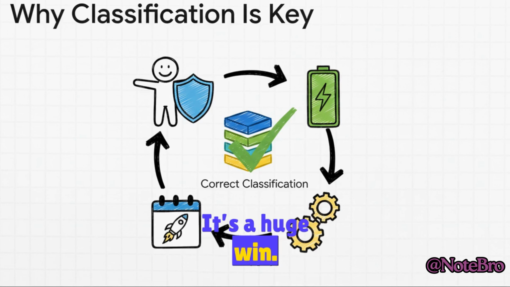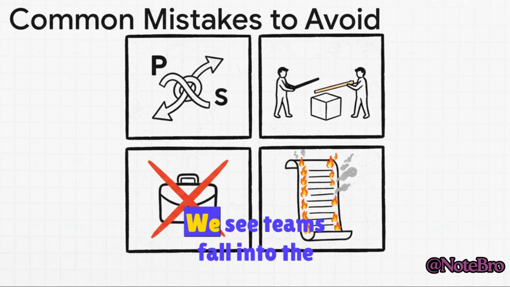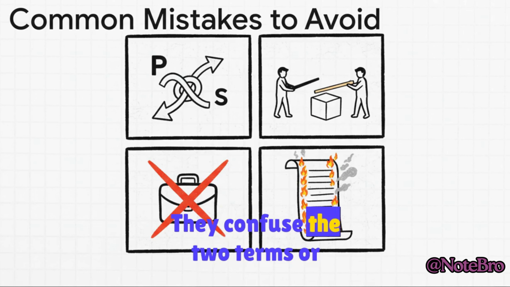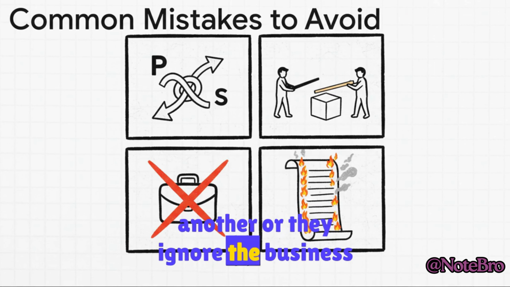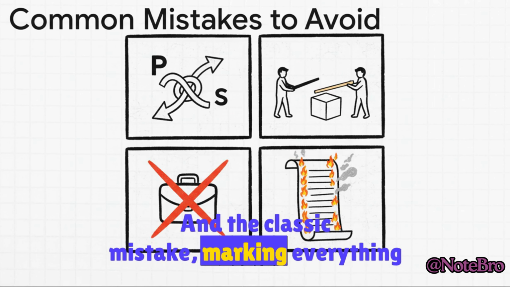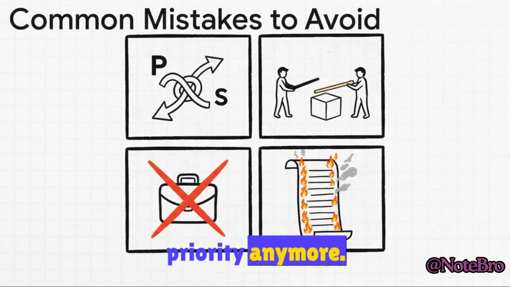It's a huge win. But it is so easy to get this wrong. We see teams fall into the same traps all the time. They confuse the two terms, or one person classifies bugs differently than another, or they ignore the business side of the equation completely. And the classic mistake? Marking everything as high priority, which of course just means that nothing is a priority anymore.